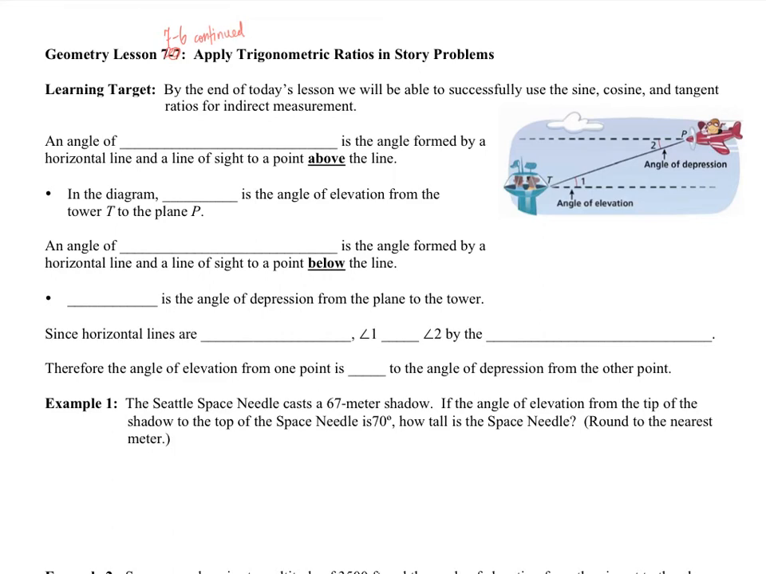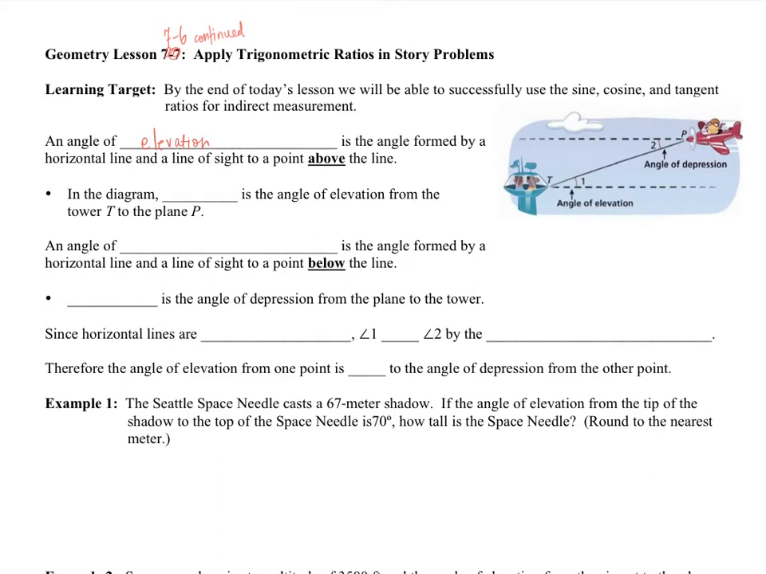7-6 continued. Apply trigonometric ratios in story problems. By the end of today's lesson, we will be able to successfully use the sine, cosine, and tangent ratios for indirect measurement. An angle of elevation is the angle formed by a horizontal line and a line of sight to the point above the line.